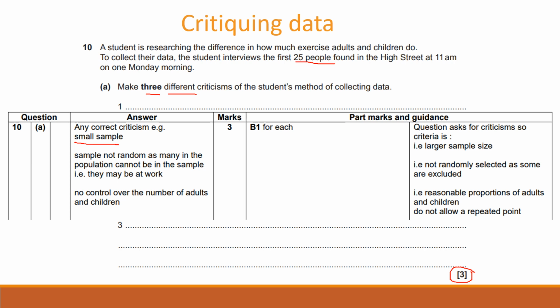Now over on the right side it says over here, do not allow a repeated point. So if you've written something that is very similar, then you're not allowed to have a repeated point. And B1 for each means that is a 1 method mark for each valid point that you give.